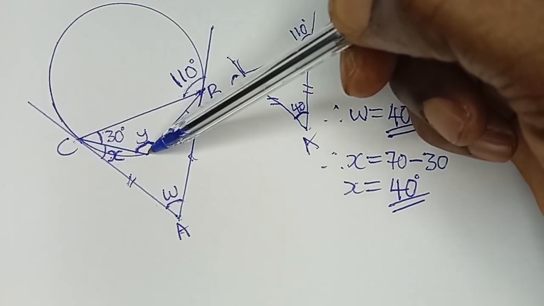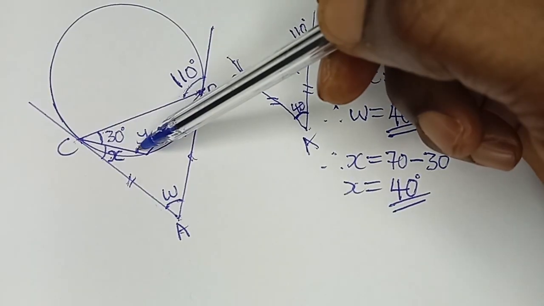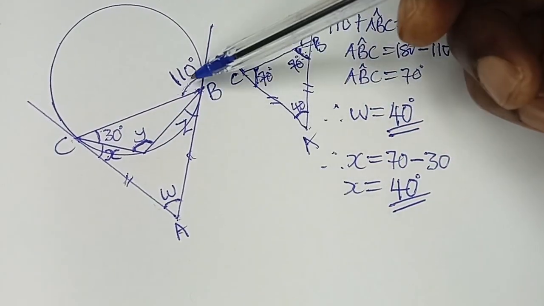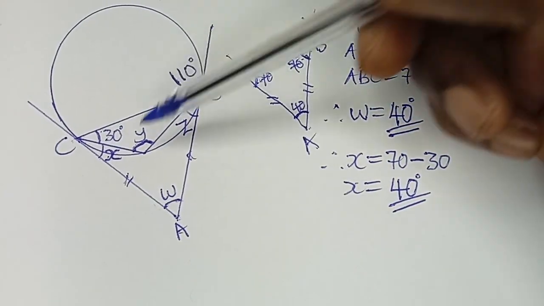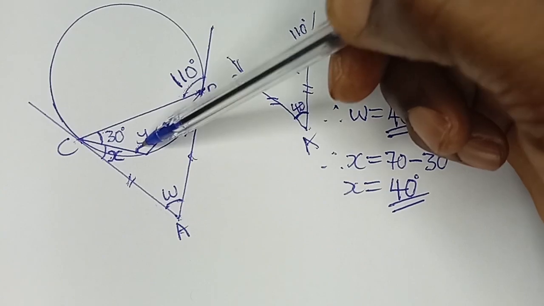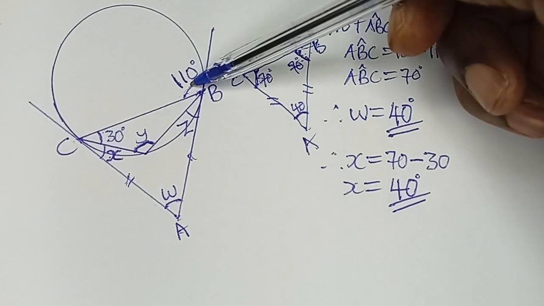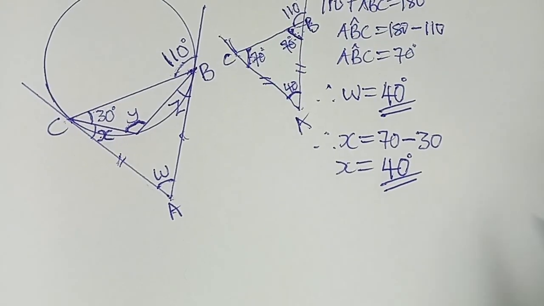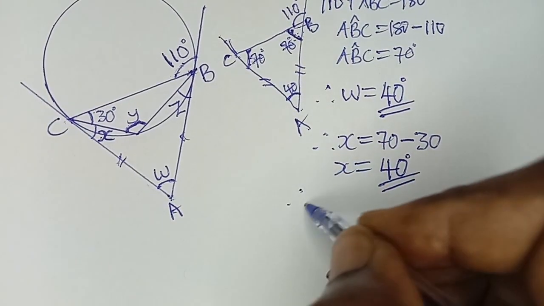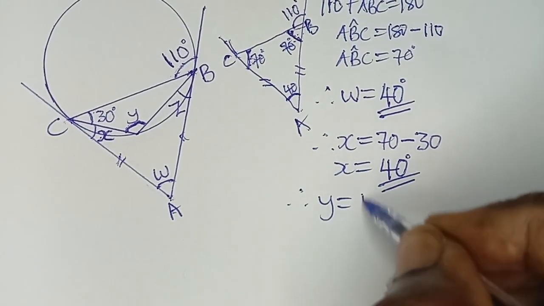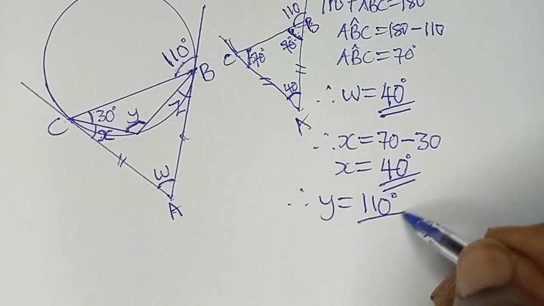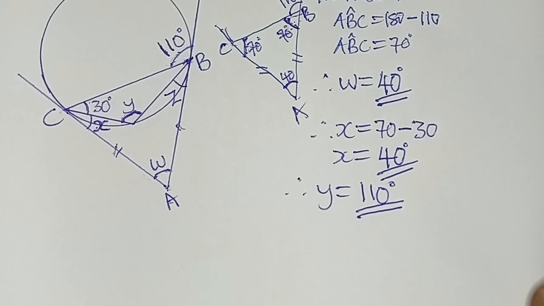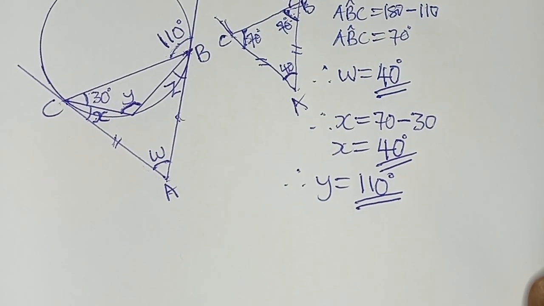And what is the theorem? That angles in alternate segments are equal. So this 110 is equal to angle y because angles in alternate segments are equal. So I can conclude now and say, therefore, y is equal to 110 degrees. Angles in alternate segments are equal.